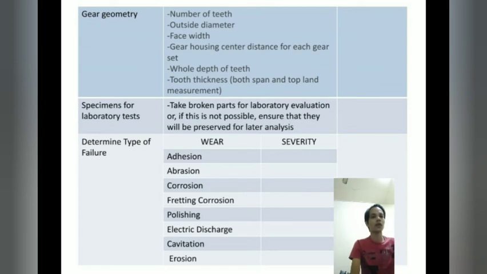And after that, we determine the type of failure. For example, the wear types for this gear: adhesive, abrasion, corrosive, fretting corrosion, polishing, electric discharge, cavitation, erosion. And you can tick the severity, for example, mild or severe.